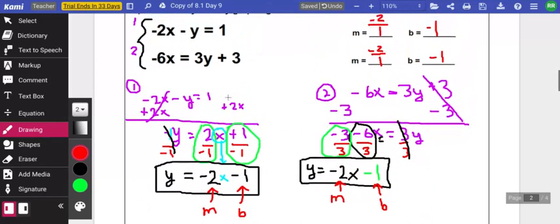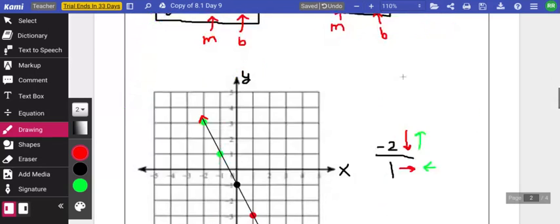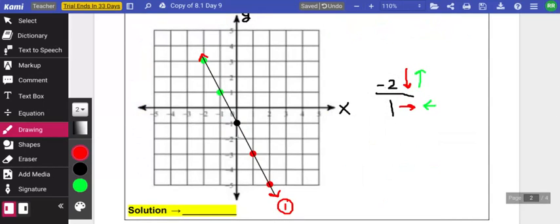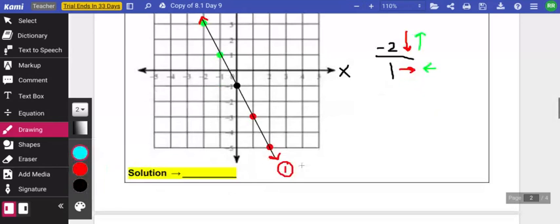Now, when we go to graph equation 2, are we going to be doing anything different? If B is -1 and M is -2, the line is going to look exactly the same. I would begin here, at -1, and go down 2, right 1, down 2, right 1, or up 2, left 1, up 2, left 1. And so not only is this line 1, this is in fact line 2 as well. So I'm going to put a 2 and circle it.